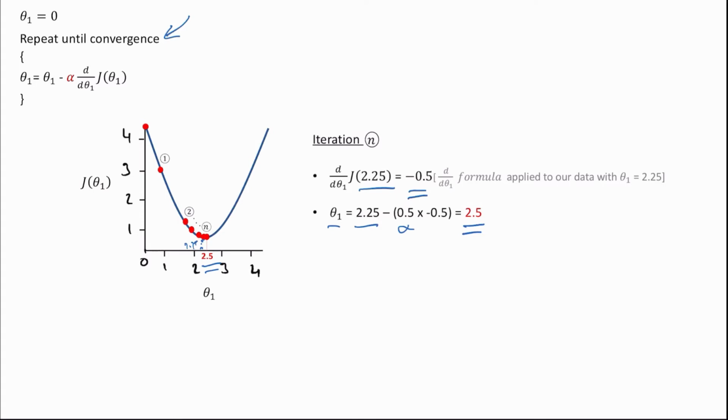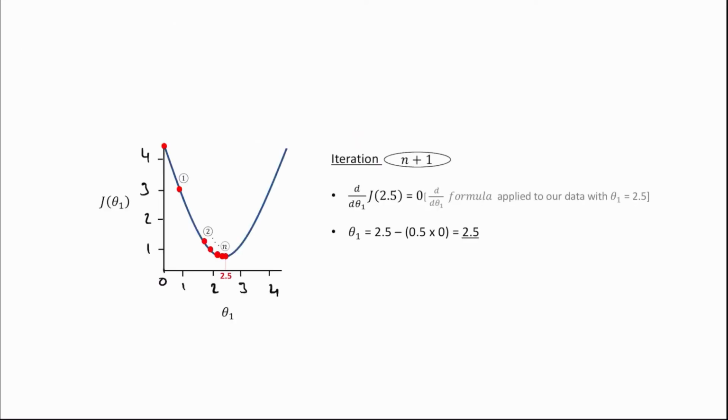The way that the computer recognizes that it's converged is by doing a few extra iterations. So let's say, for instance, we go now beyond n and we do n plus 1. Because the derivative now at 2.5 is 0, our theta 1 value remains the same at 2.5. And if we keep iterating again to n plus 2, n plus 3, theta 1 will stay constant at 2.5. So we know we have reached our minimum point and our optimal solution for theta 1, which we can then use in our regression line as y hat equals 2.5x.